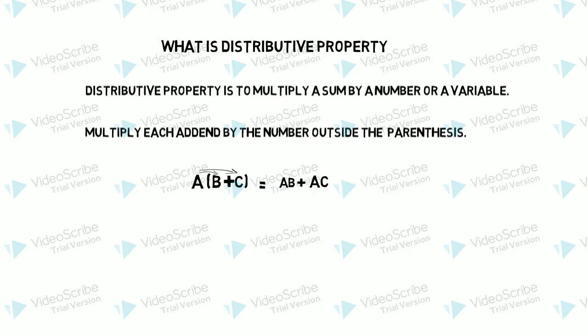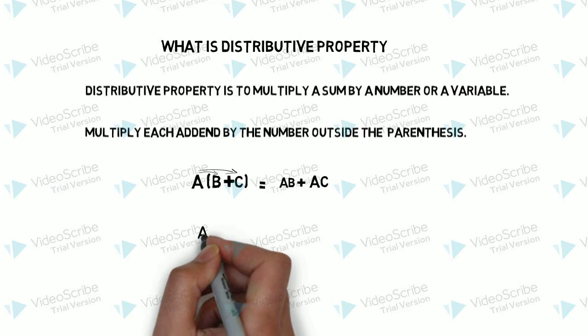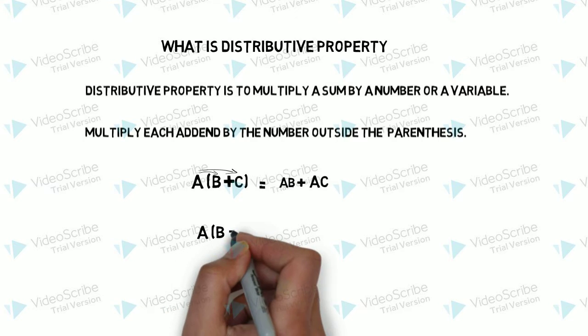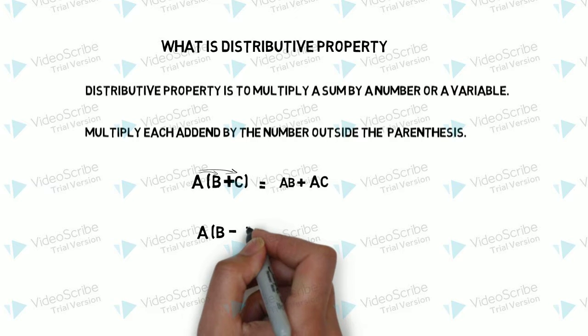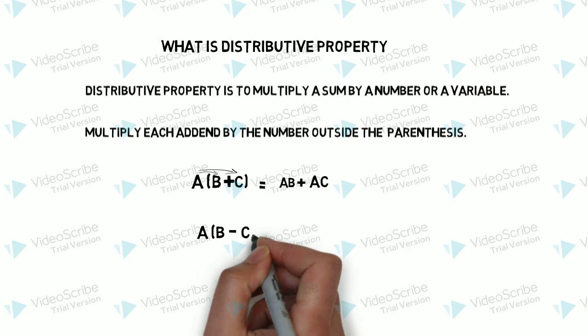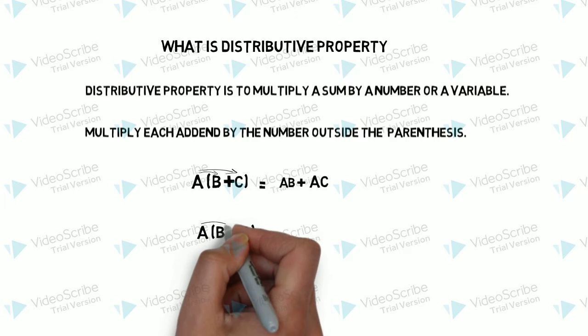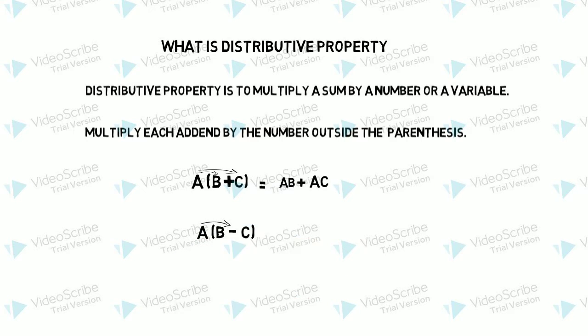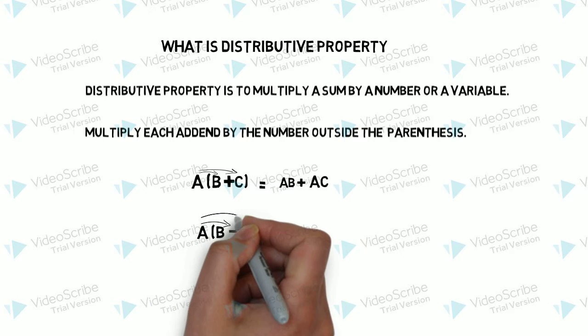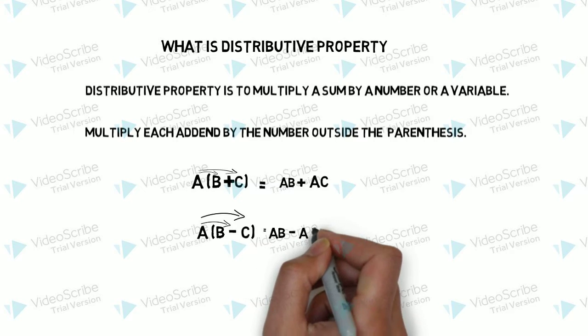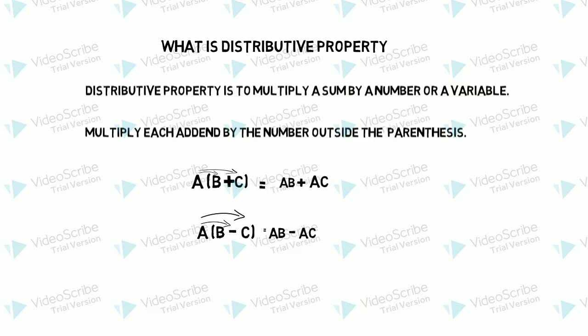But when there's a negative in one of the numbers, I'll show you an example of A times the quantity of B minus C, so it has a negative sign. It's a little bit different. You first distribute normally A to B, but now you distribute A to minus C, not just regular C. So A to B is AB, and A to minus C is minus AC. Make sure you keep the minus sign.